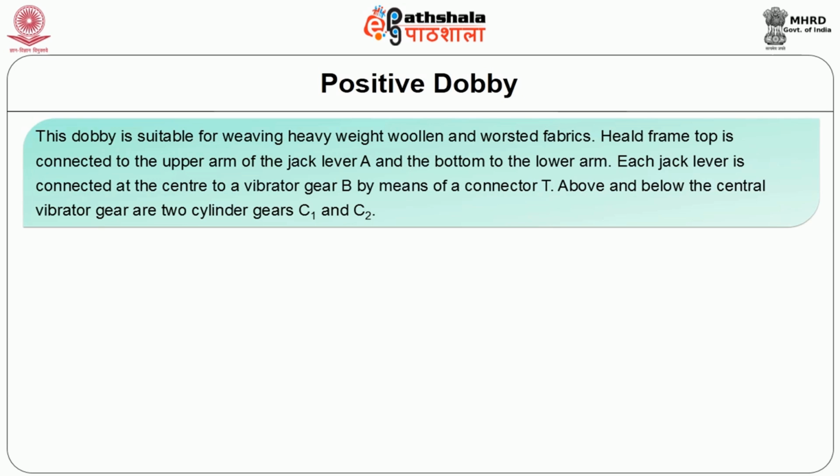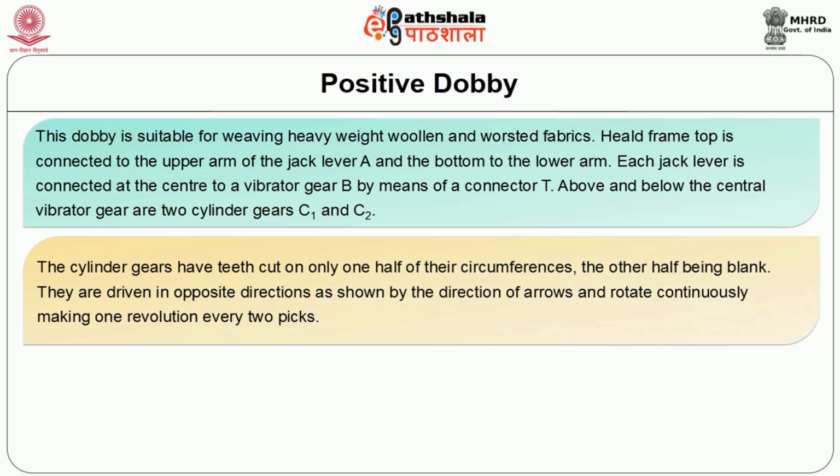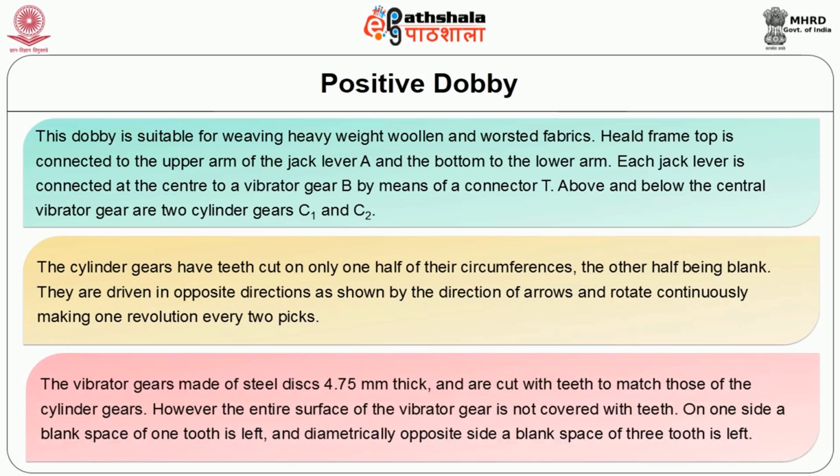Above and below the central vibrator gear are two cylinder gears C1 and C2. The cylinder gears have teeth cut on them on one half of their circumference, the other half being blank. They are driven in opposite directions as shown by the direction of arrows and rotate continuously, making one revolution every 2 picks. The vibrator gear is made of steel discs, which are 4.75 mm thick, and are cut with teeth to match those of the cylinder gears.